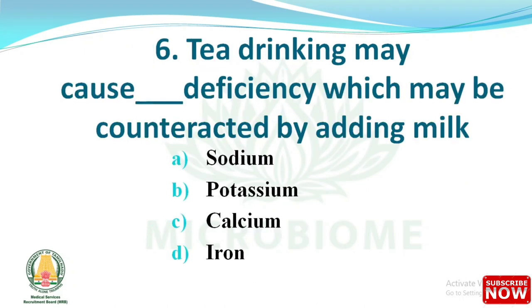And next question, tea drinking may cause dash deficiency which may be counteracted by adding milk. The options are sodium, potassium, calcium and iron. The right answer, option D, iron.